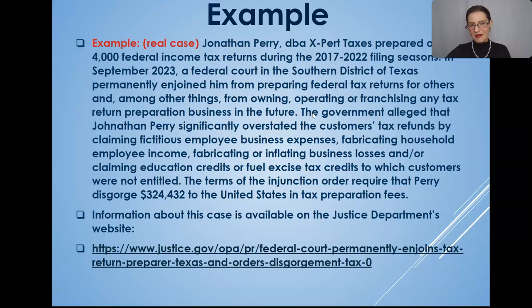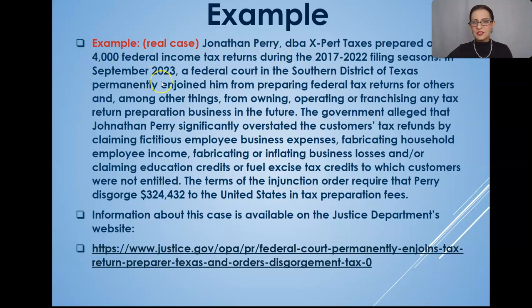Okay, so Jonathan Perry, DBA Expert Taxes. So this is his fictitious business name. He prepared over 4,000 federal income tax returns during the 2017 through 2022 filing seasons. So he was really busy. Did a lot of tax returns during that time.